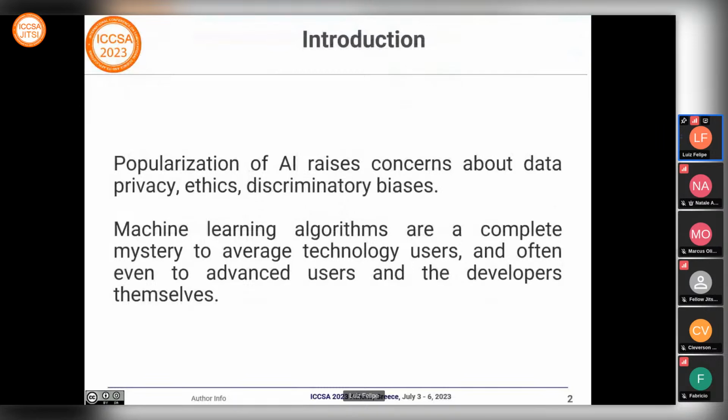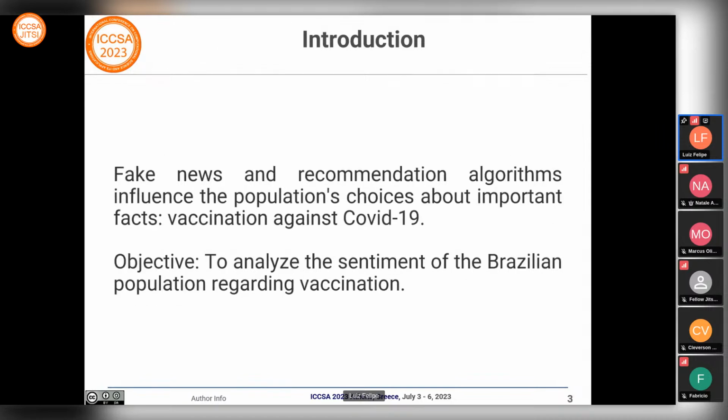The popularization of artificial intelligence raises concerns about ethics, discrimination, and privacy. Many algorithms are complex, a mystery to average users and even to advanced users and developers. Recommendation algorithms and fake news end up being dangerous influences on people's opinions about important issues. An example is COVID vaccination. With this, the main objective of this study is to analyze the Brazilian population's feelings about vaccination.